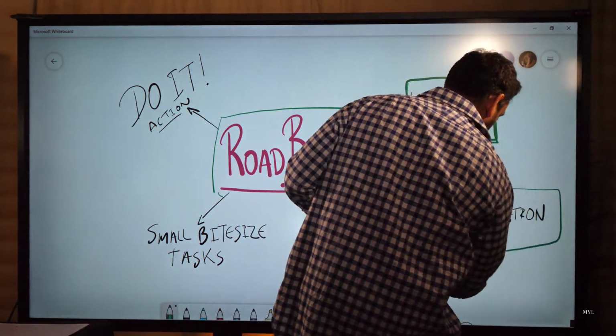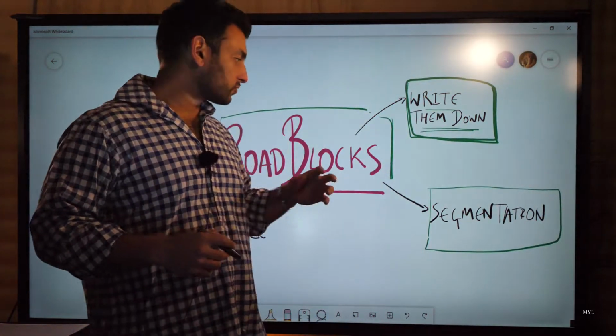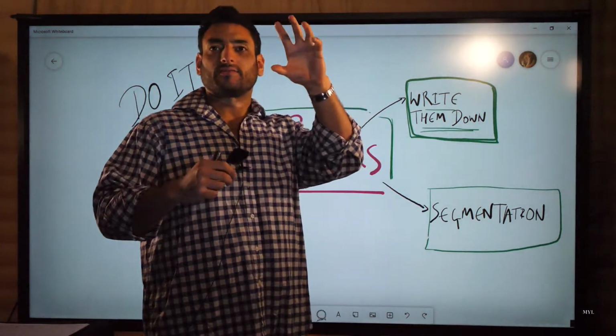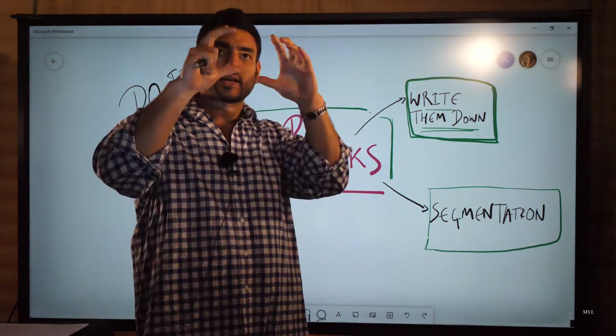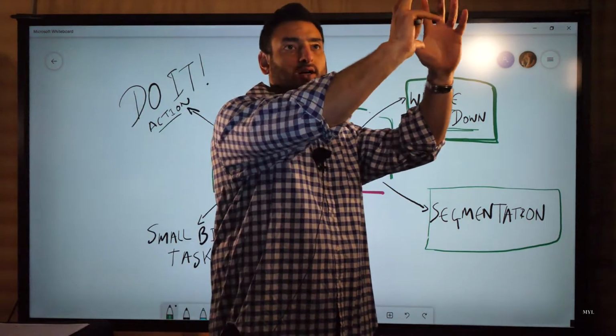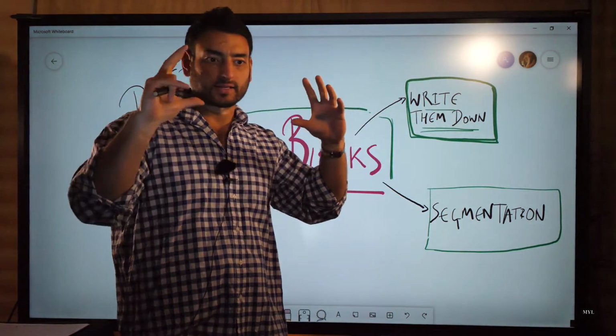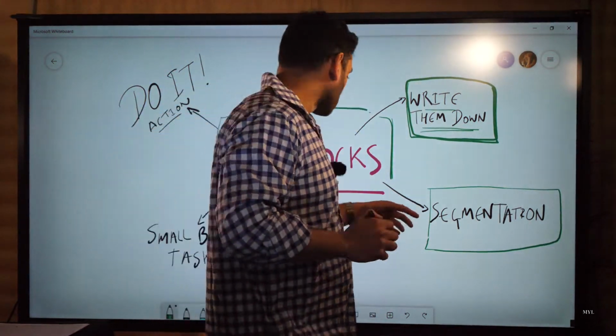Create it into chapters, if you like, so it's easier and more digestible to look at. That's the next level down. So segment it: put a set of tasks into one group, and then another set of tasks into another group, and so on and so forth.